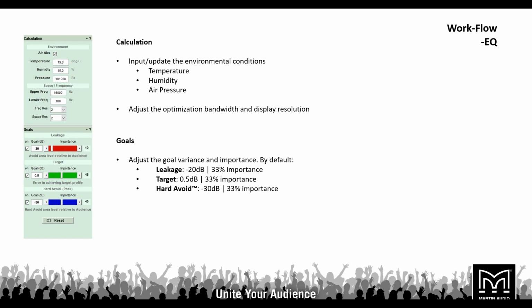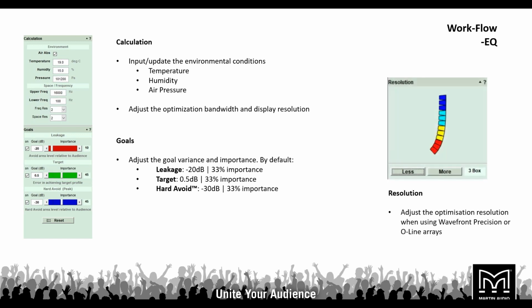In the case of this venue, because we were trying to achieve plus or minus 1 dB, we really went high on importance for target, but also hard avoid because there is a lectern directly underneath that line array. So we're trying to allocate more resources on those two situations there.